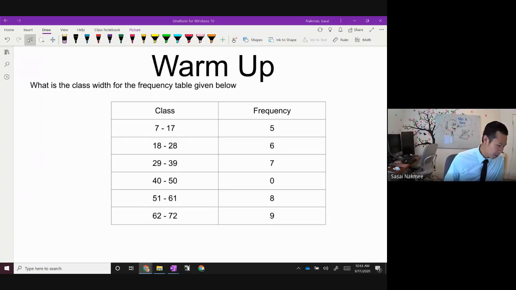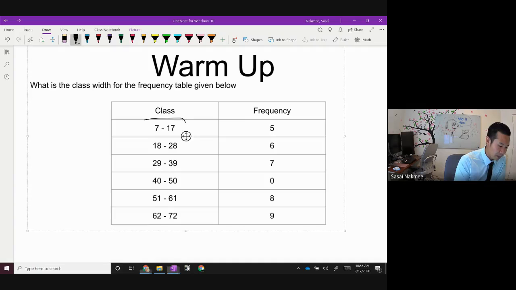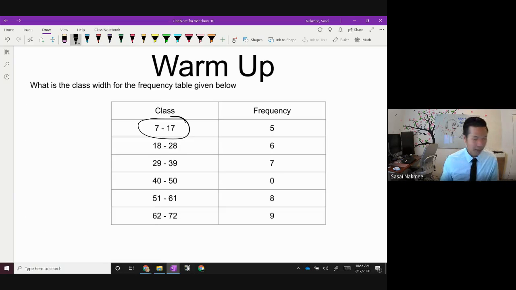All right. So what is the class width for this frequency table given right here? One thing you can do is take one of the classes, any one of these classes, just randomly pick one. I like to pick the first one because the numbers are smaller there, and just count how many elements you have in there.